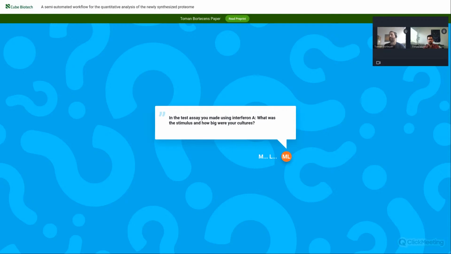So now we have a question from Mila Lang. In the test assay you made with interferon A, what was the stimulus and how big were your cultures? Right. Okay. In this case, we were using interferon gamma as stimulus, we used HeLa cells, and all of them were grown in 6-well plates. So samples were essentially generated from about 1 million cells per condition.